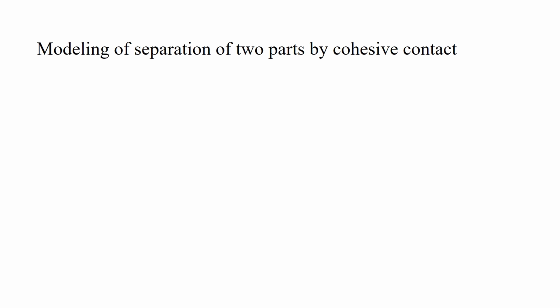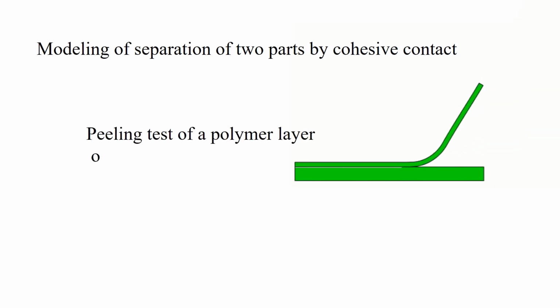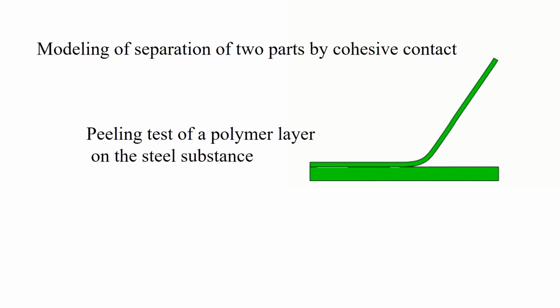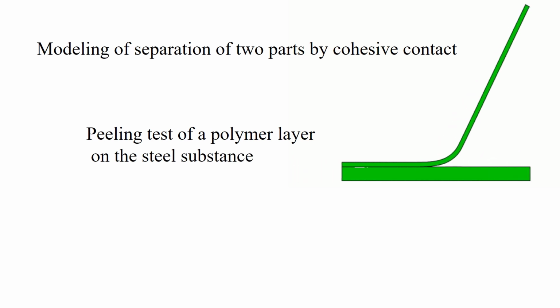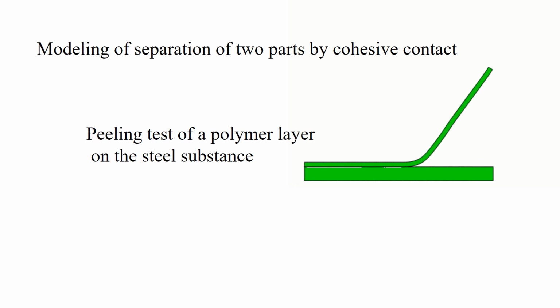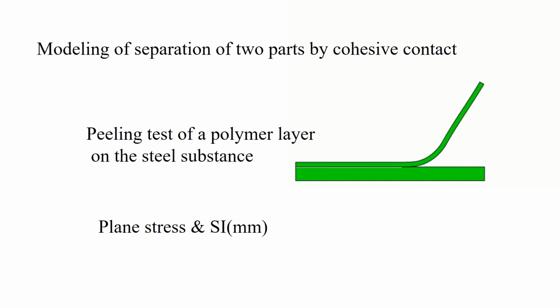Welcome to this video. This video explains modeling of separation of two parts by cohesive contacts. The simulation of the peeling test of a polymer layer on the steel substrate is illustrated. Please watch our next video for simulation of separation by cohesive elements. The problem is assumed plane stress, and SI and millimeter units are used.